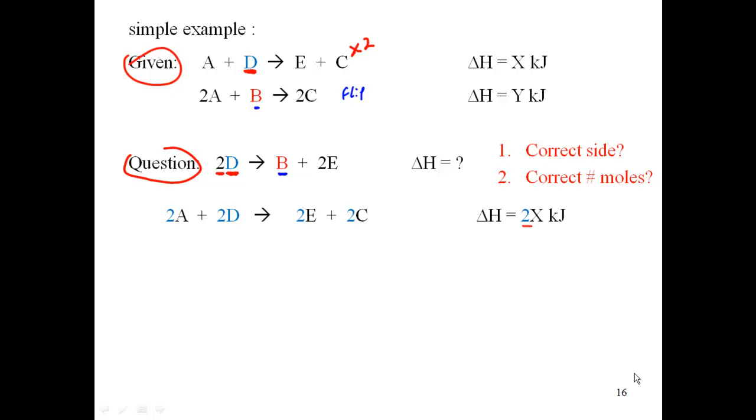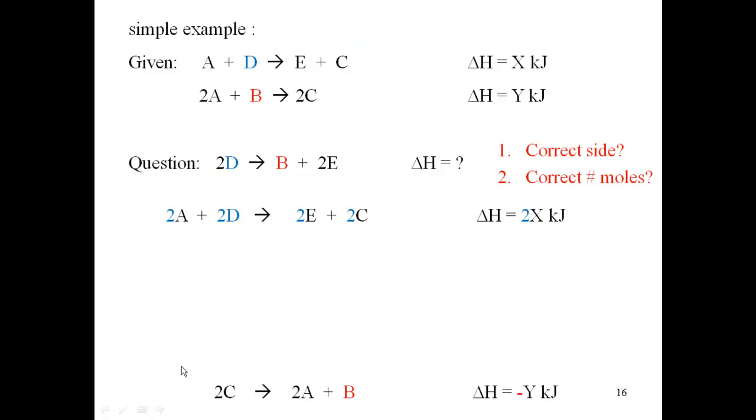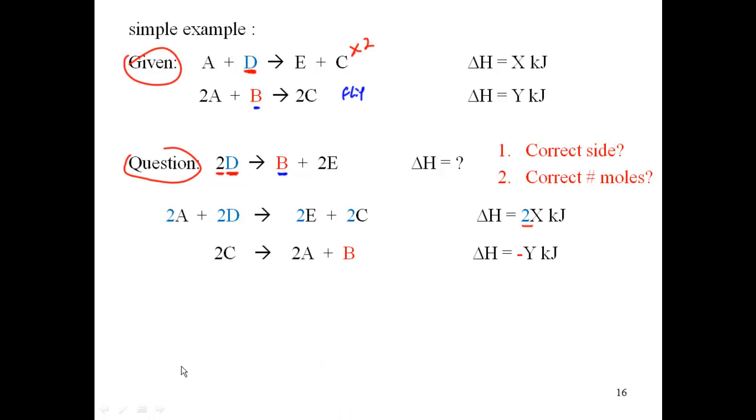Next question is the correct number of moles? Well, I need 1 mole, and it is 1 mole, so I don't have to multiply by any factor. So I'll just take that equation and flip it. That now gives me 2C on the reactant side, 2A and B on the product side, and then I change the sign on Y and make it a negative.